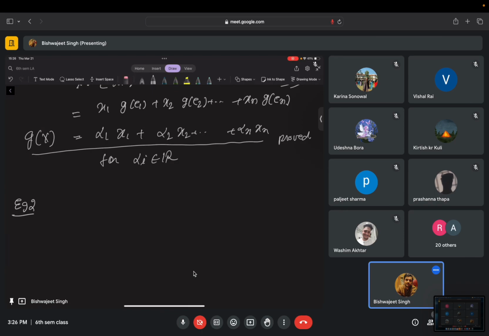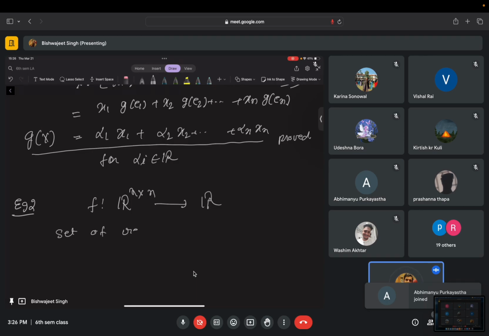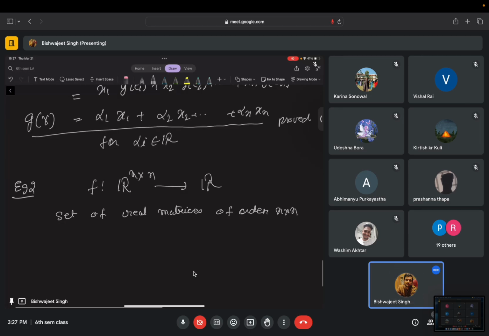Example 2. Let's say that this time we are taking the set of matrices, okay, and the codomain is R. So that is the set of real matrices of order n cross n, right? So the function takes a matrix A and gives some output that is in R, and the definition is that f of A is defined as trace of A.